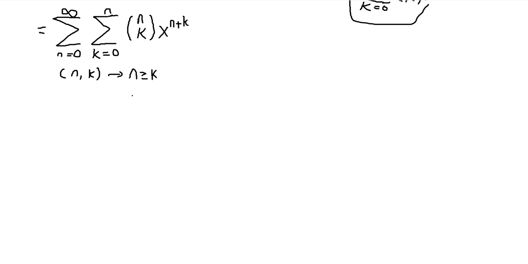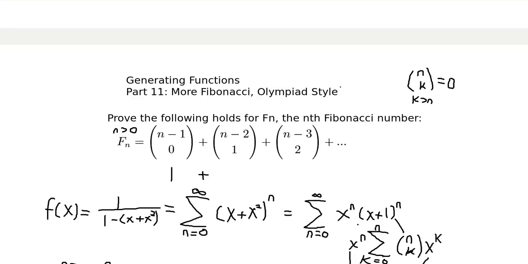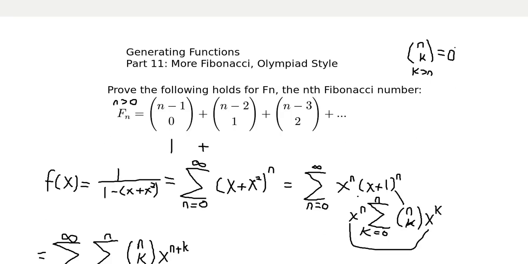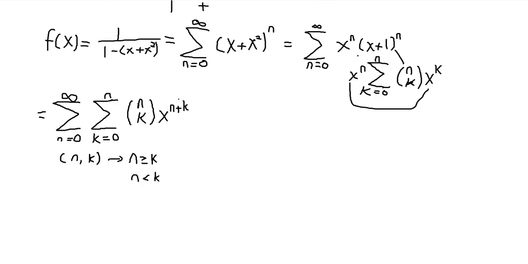Right? But what if we generalize this? What if we said that k was greater than n? Then we said here that if k was greater than n, then n choose k would be 0. So if we allowed for all non-negative ordered pairs of n and k, not just n greater than or equal to k, but all of them, if we extend our range, then it won't matter because n choose k is just going to be 0.